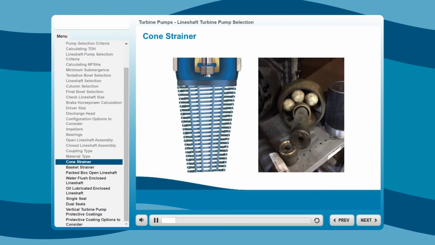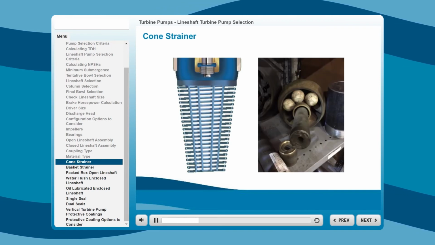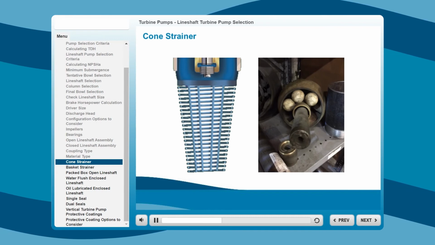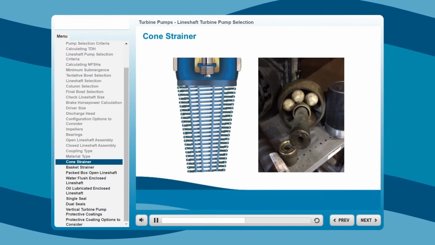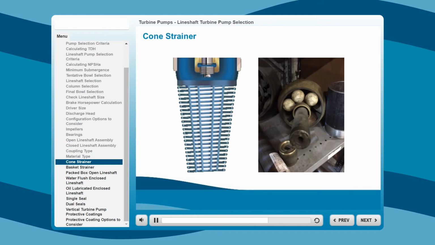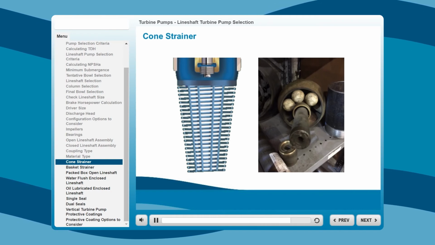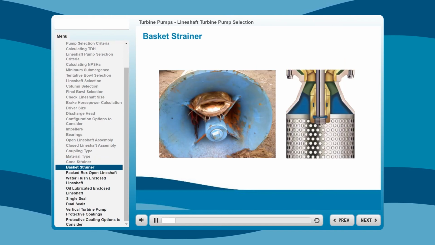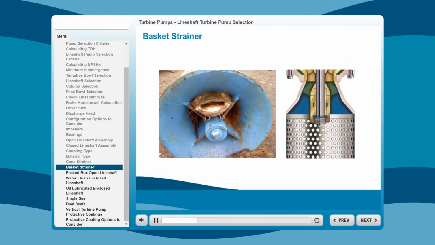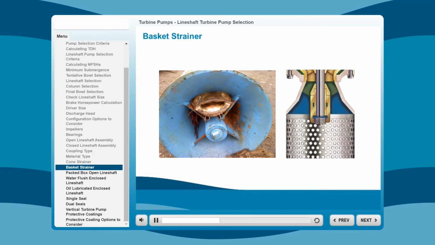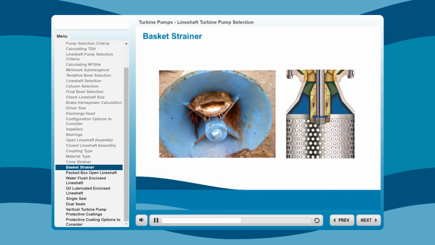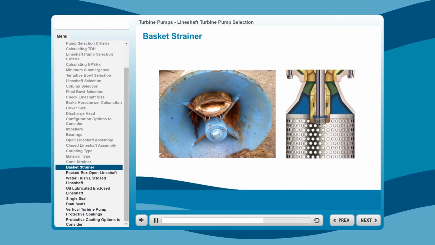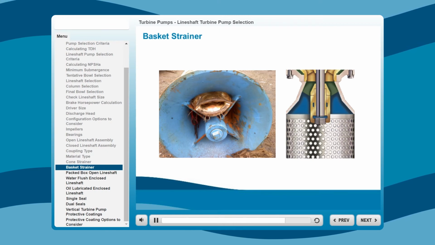Cone strainers are used in well applications to keep large objects out of the bowl assembly. Manufactured using a wire-wrapped construction, they're made of galvanized steel or 316 stainless steel. Basket strainers are used in sump applications to keep large objects out of the bowl assembly. They're designed with a low profile for deeper settings in a sump and manufactured of galvanized steel or 300 series stainless steel.